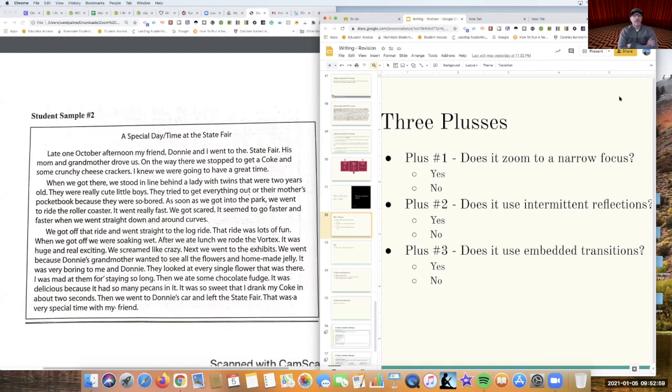Okay, so I know we're going to the state fair. The author is going to the state fair at this point, but I really don't know what's happening. When we got there, embedded transition. So that gives us the answer to number 3, which is yes.